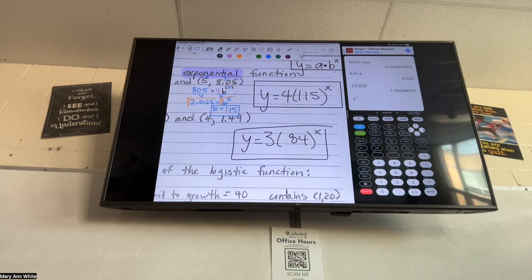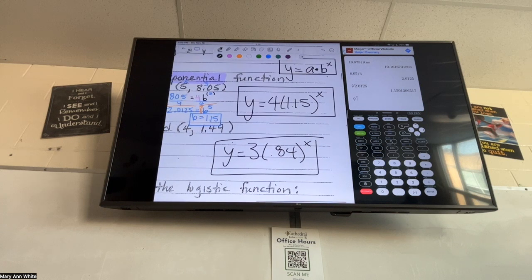Okay. I think we have time for the last problem, so I just want to do one more. I know, buckle up. This one is a little bit more new. Does anybody have any questions on those exponential ones before I move on to the new one, this logistic function?